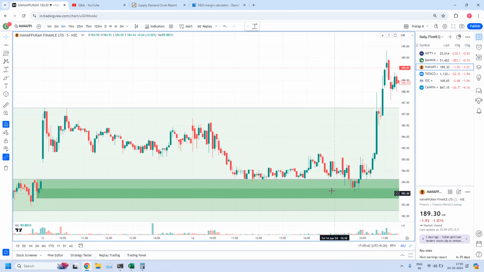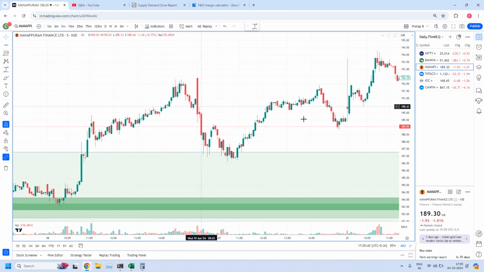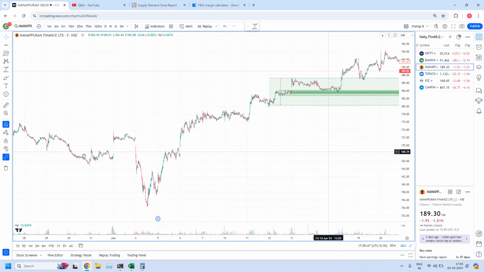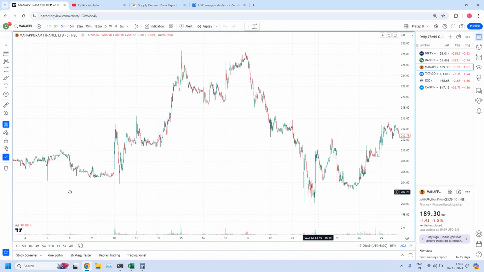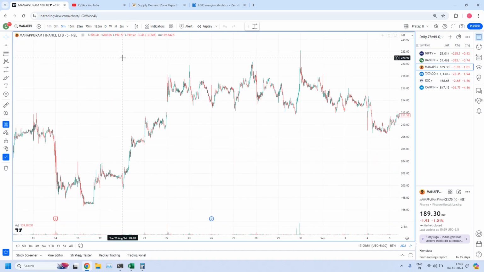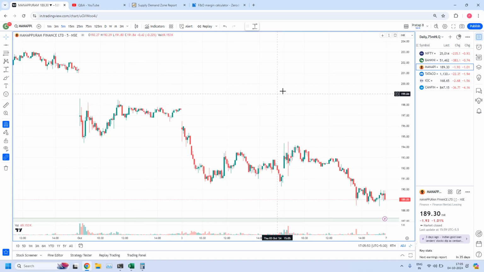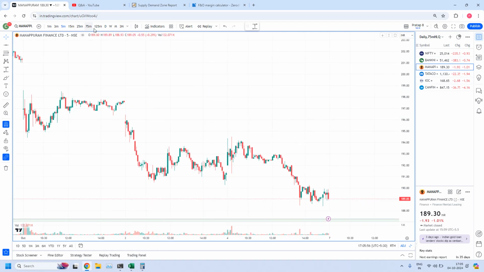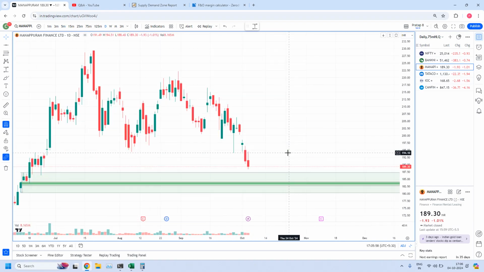Unless it is a high liquidity zone, we can't plan a trade. So that's why we didn't plan any trade in this stock, but prices also did not enter into the zone. See, today the daily candle did not enter. Even though the market is bearish, still prices did not enter into the zone. That means something is preventing prices here from entering this zone.